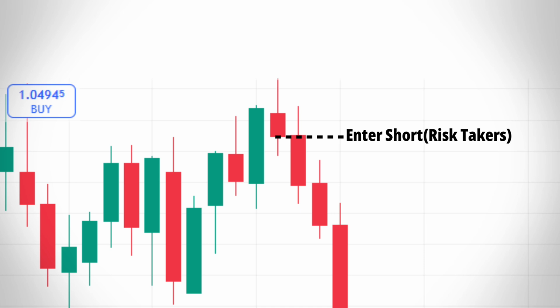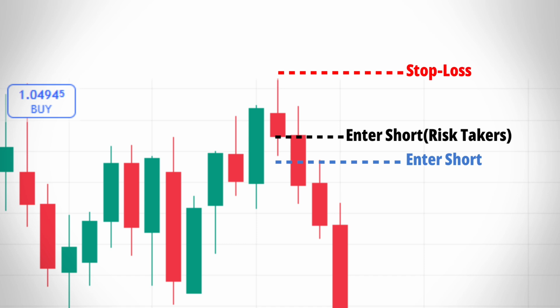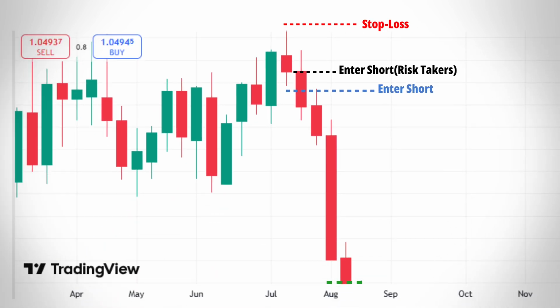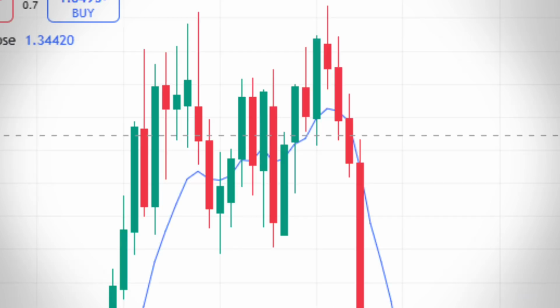But for people who are more cautious, traders may wait for price to break below the low of the 2nd candle. Place your stop loss above the high of the first candle to protect against potential continuation of the uptrend. That's in case there's a false signal. And you can set your take profits at the nearby support levels or use technical tools like Fibonacci retracement levels or moving averages to identify exit points.